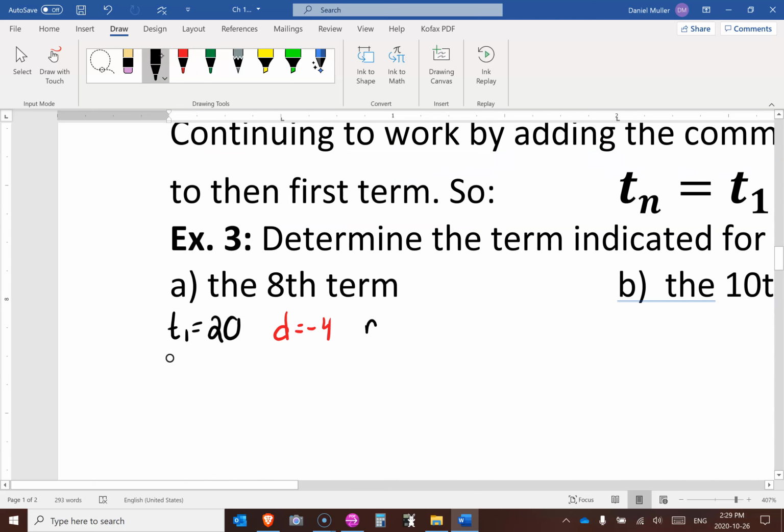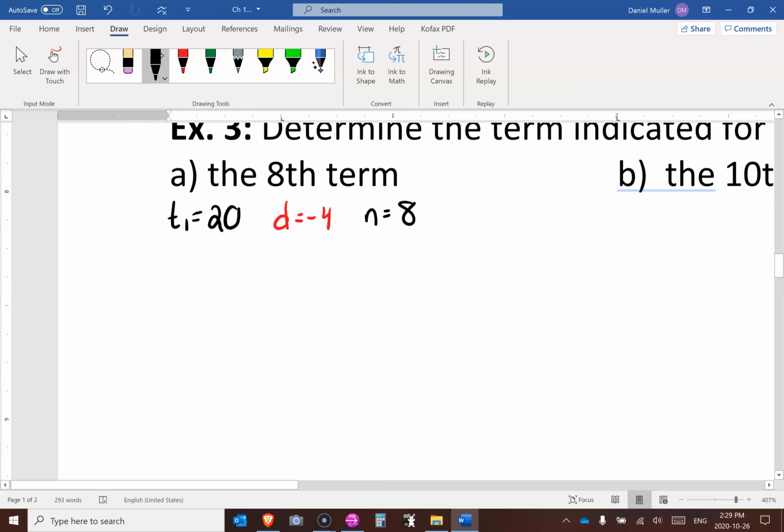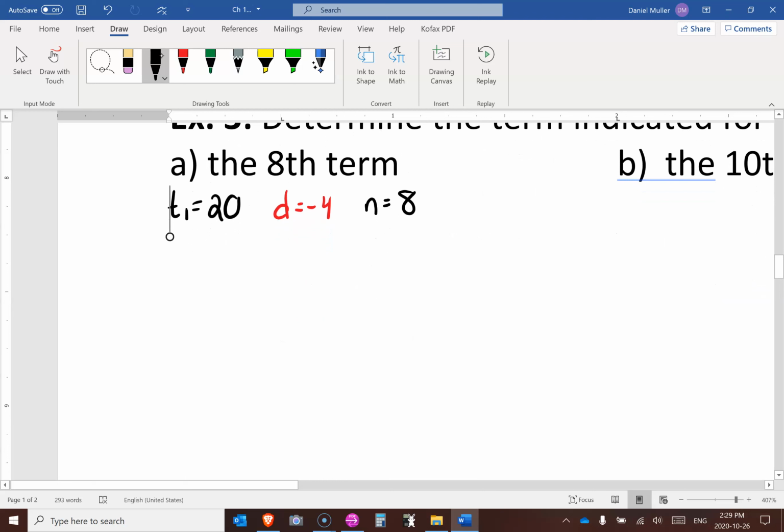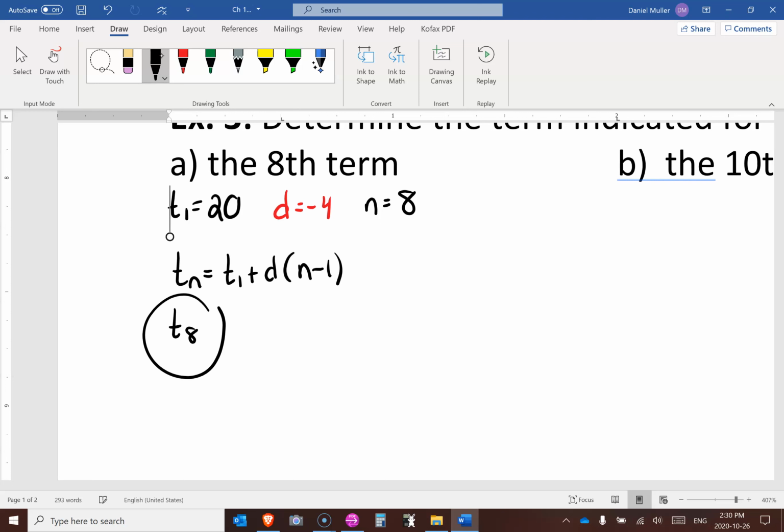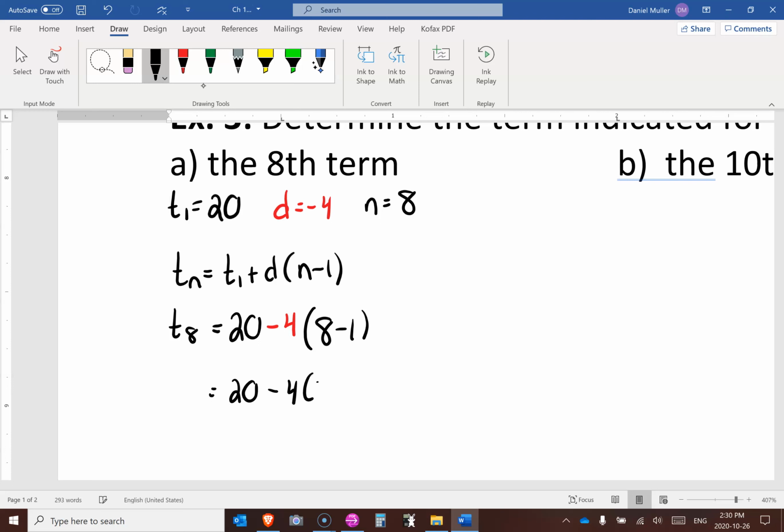And then the last thing we need is what spot number we are looking at. And it says the 8th term. So we're going to find the 8th term. I always have to start by writing the formula. Tn equals T1 plus d bracket n minus 1. And now I can fill this in. So T8, the 8th term, is the first term, 20, plus our d. Now in this case it's a minus, so I'll put a -4. And then bracket n minus 1, and our n is 8. So 8 minus 1. So 20 minus 4 times 7.